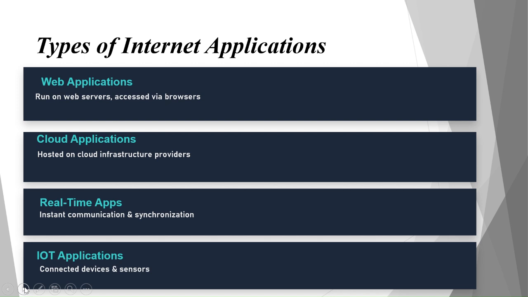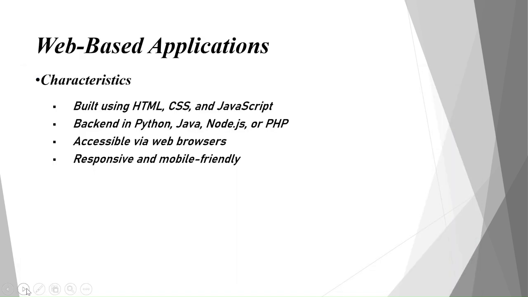Now, what are web-based applications? Here are some characteristics. These are built using, of course, HTML, CSS, and JavaScript. The backend is done in Python, Java, Node.js, or PHP, and they are accessible via web browsers. The best part is you don't need to install anything, just open the browser and use it. They are also responsive, meaning they adapt to small screens like mobile phones.